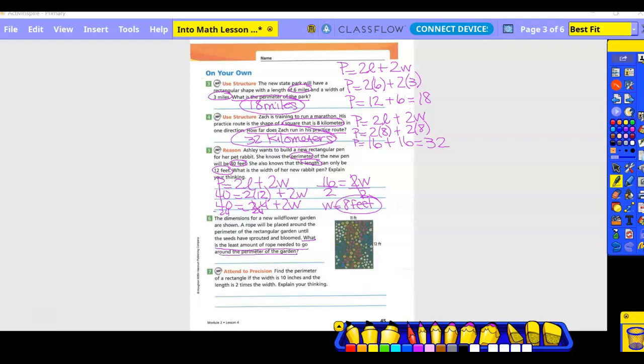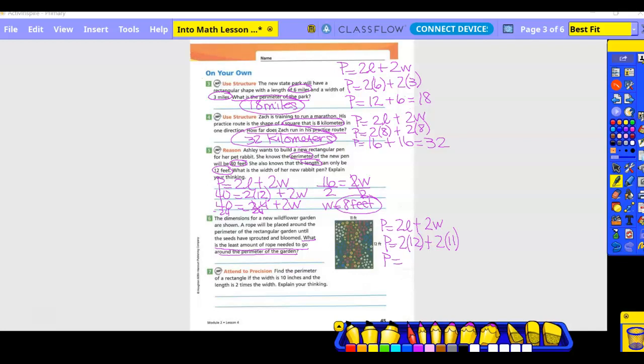So my formula is what? P equals what? 2L plus 2W. P equals, I'm going to plug in my numbers. So we're going to put 2, and then what's our length? 12 is our length, and 11 is our width. So 2 times 12 plus 2, and then what's our width? 11.